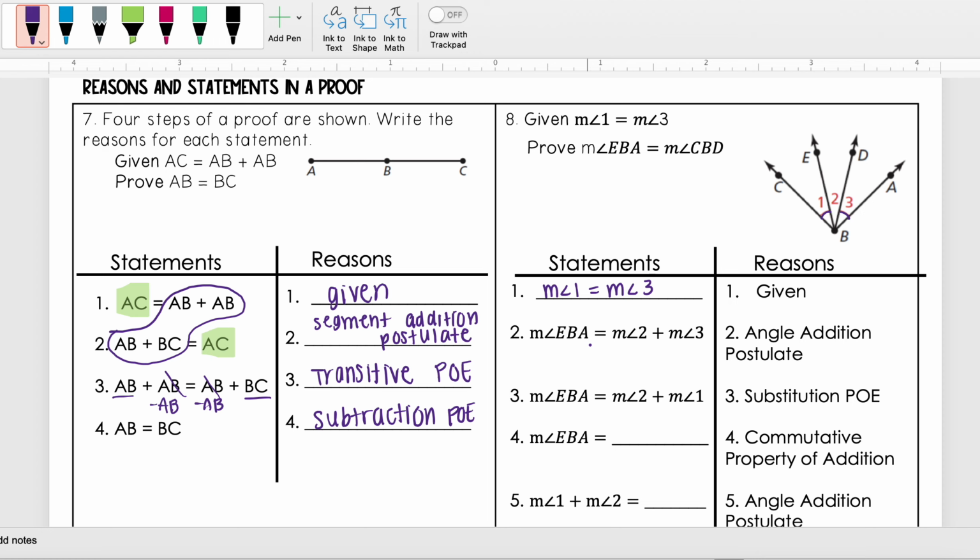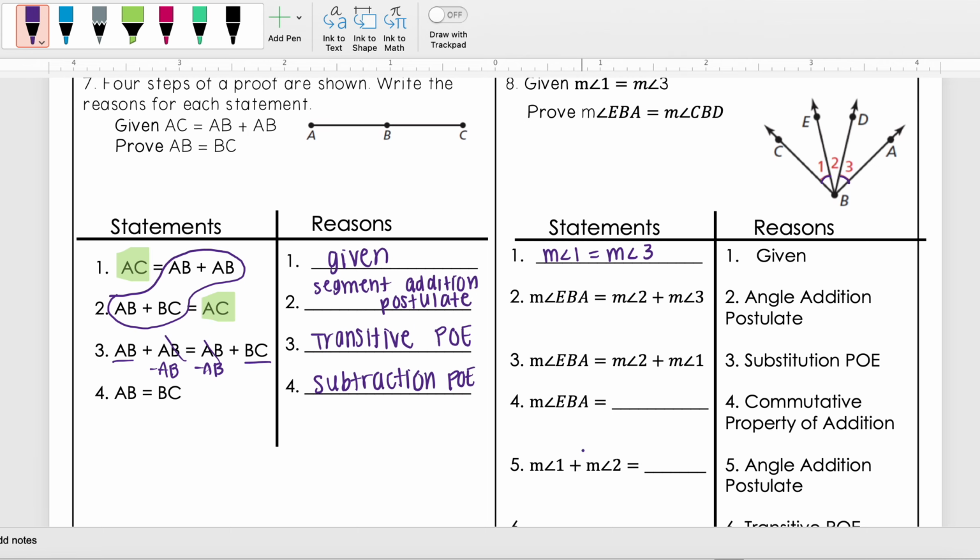Okay, and then the next step, they put measure of angle EBA is equal to measure of angle 2 plus measure of angle 3. And that's angle addition postulate. And then they substituted measure of angle 1 in for measure of angle 3 using step 1. Okay, and then for step 4, they have measure of angle EBA is equal to blank. So we need to fill that in. We know the reason is commutative property of addition.